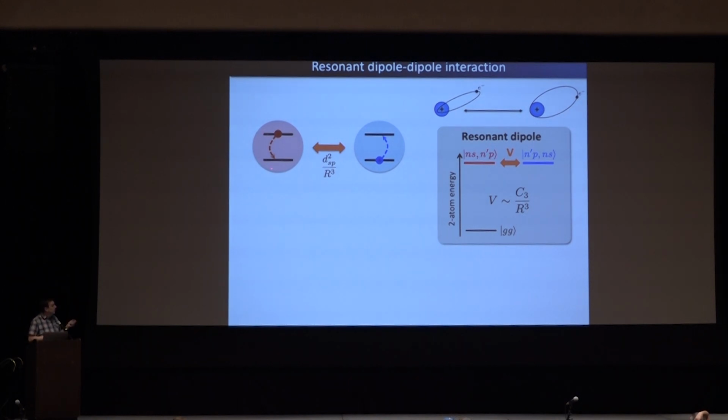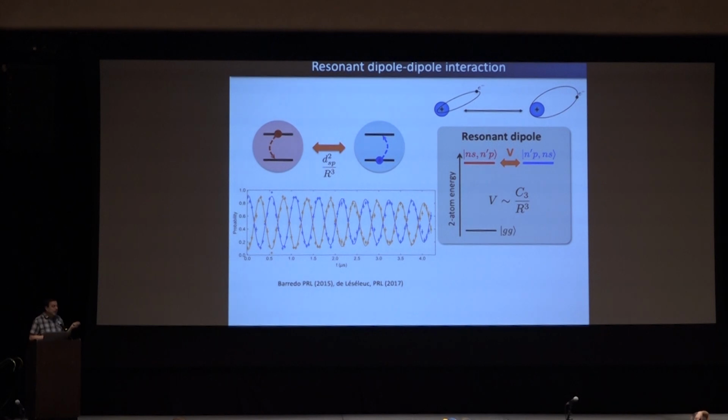The atom that was in S goes to P, while at the same time, the atom that was in P goes to S. And this is something that you can measure in the lab, where you can see that for two atoms, you can record these spin exchange oscillations. And now, if you measure the frequency of these oscillations, you can basically measure directly the interaction energy. And this, as I was saying before, allows you to implement the XY model.